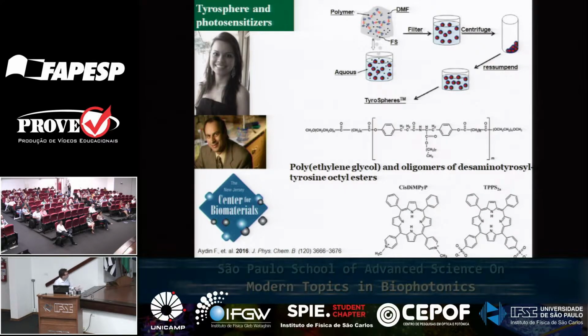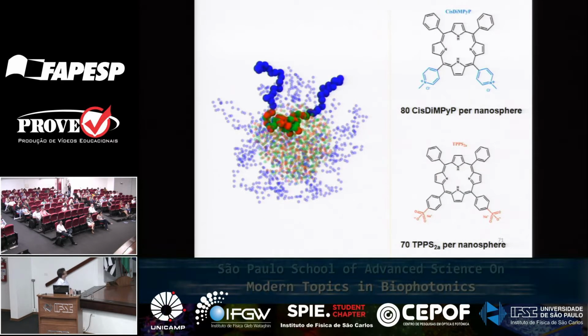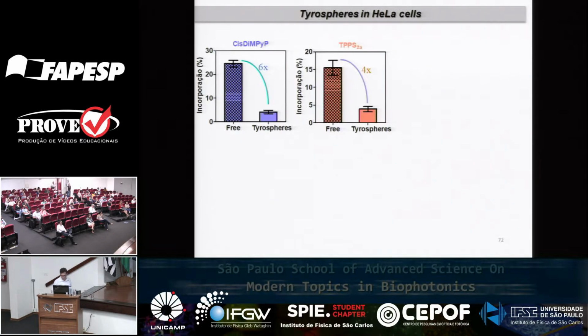It's a polymer, a tri-block polymer that is made of ethylene glycol and oligomers of tyrosine, octioesters. And see, this is an example of the polymer. It can fit 80 of these molecules in 70 of that.